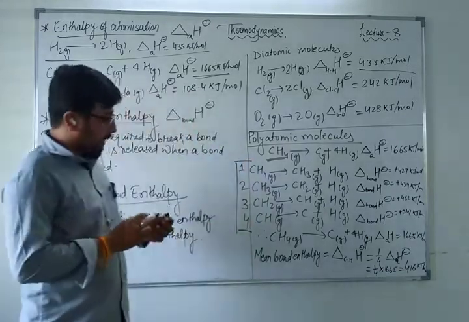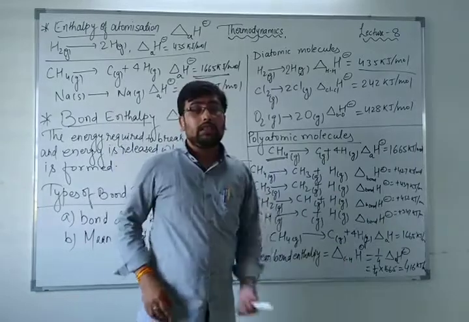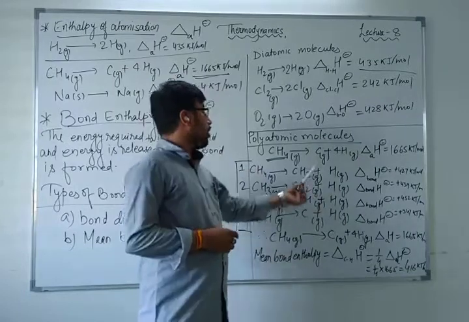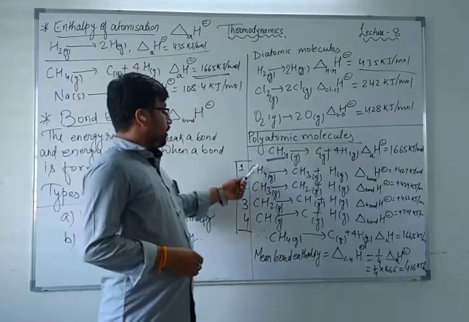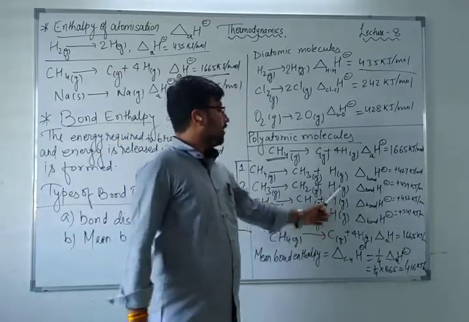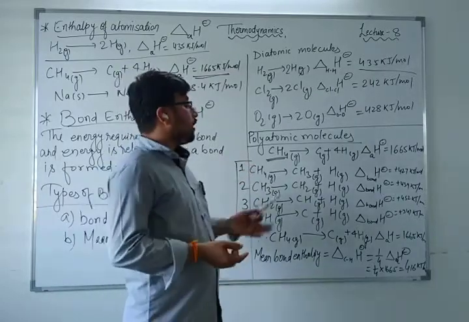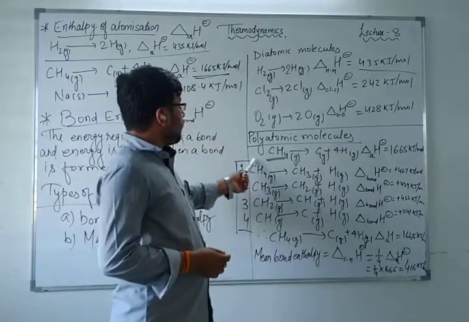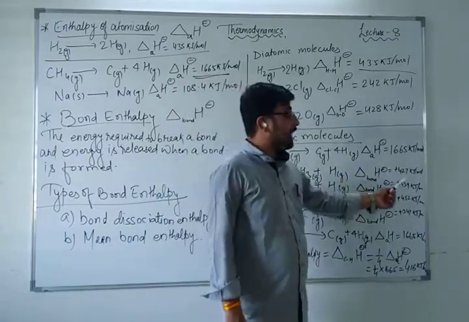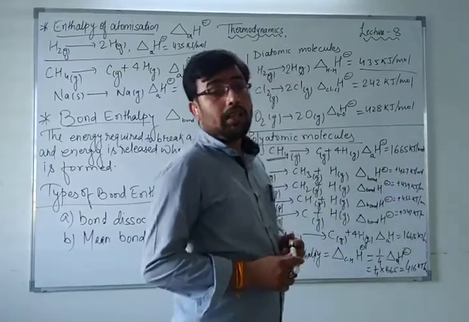You can see in these 4 steps how the bond dissociates, since it is a polyatomic molecule, not a diatomic molecule. For polyatomic molecules, you have seen how methane has converted into C plus H, and in every step you have to show the bond dissociation enthalpy. So in the first step, when methane has converted into methyl and hydrogen, the bond dissociation enthalpy is 427 kilojoule per mole. It is positive, as you must remember, an endothermic reaction.